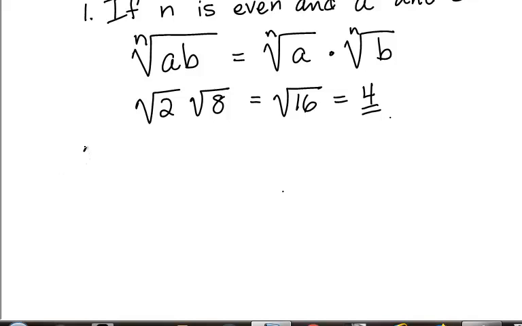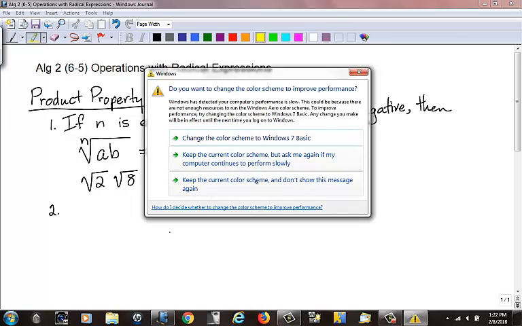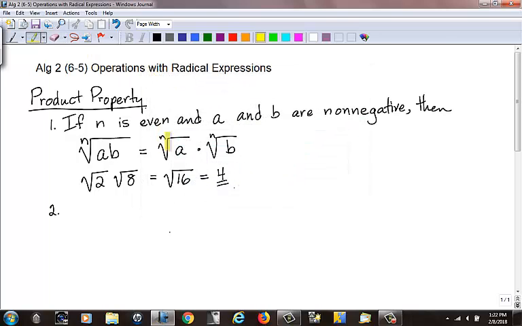What if you have 2 as your index and 4 as your index? If the index is different, it doesn't work. Look at your formula. These have to be the same. They're both n. No. You might possibly be able to simplify the fourth root down into a square root of something, and that's possible.